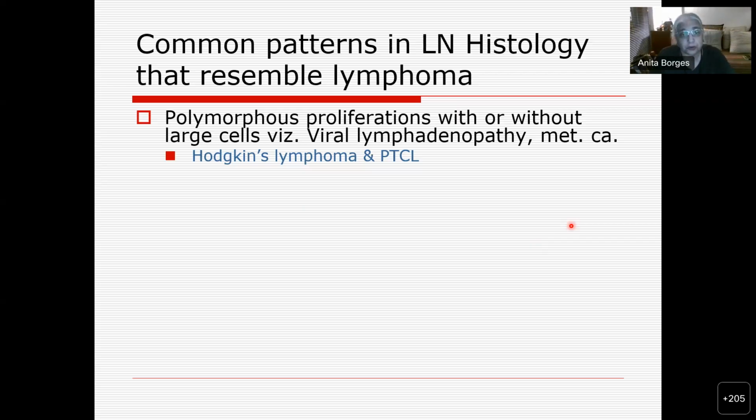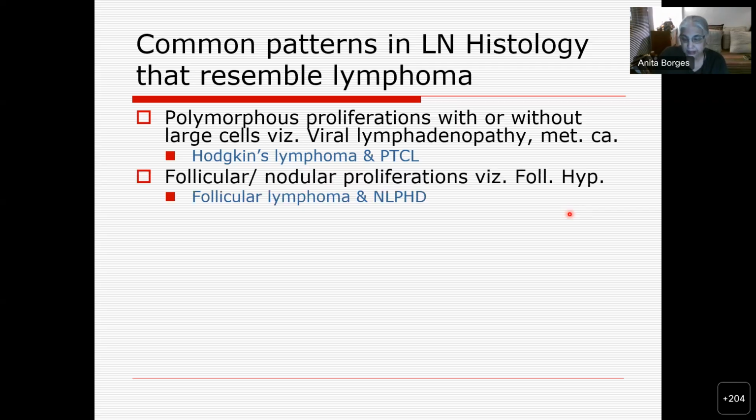But which are the lymphomas that you can mistake them for? Well, Hodgkin lymphoma and PTCL, because peripheral T-cell lymphoma is, unlike the B-cell lymphoma, very polymorphous. They have some small cells, they have intermediate sized cells, they have large cells. You often have immunoblasts or immunoblast-like cells, Reed-Sternberg-like cells, etc. And you don't know then whether you're dealing with a viral lymphadenopathy or you're dealing with a PTCL.